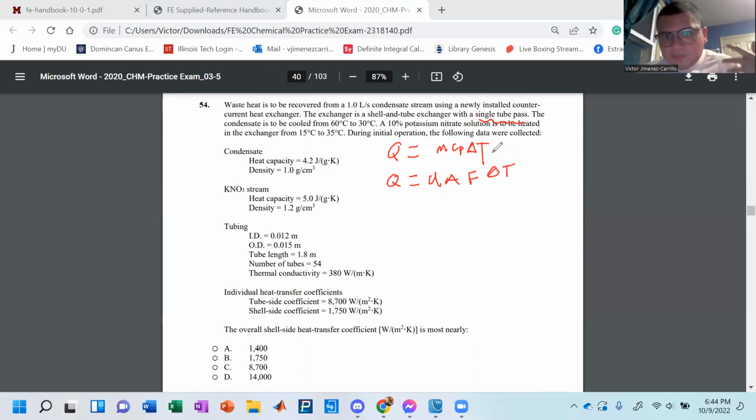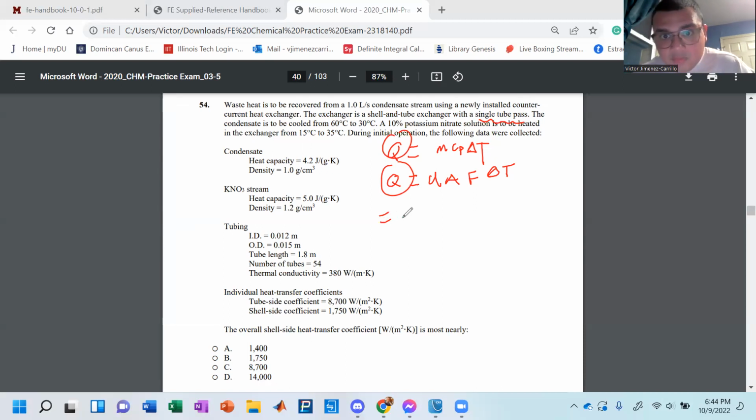Okay, so in my case, I chose to talk about the condensate and get everything in the right units, and then we use this equation, and then we use this equation. So let's start. What I mean by that. So let's calculate the heat lost or gained from the first part of the system, describing the condensate.